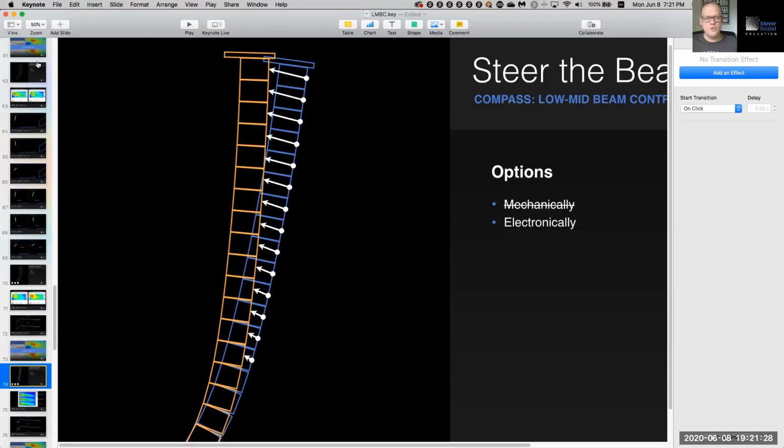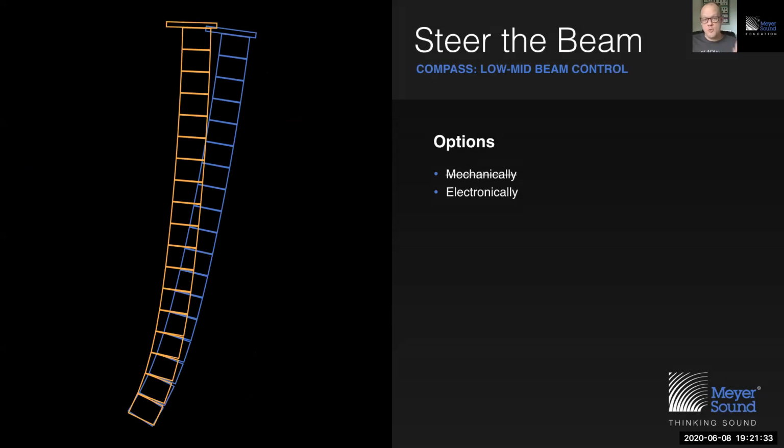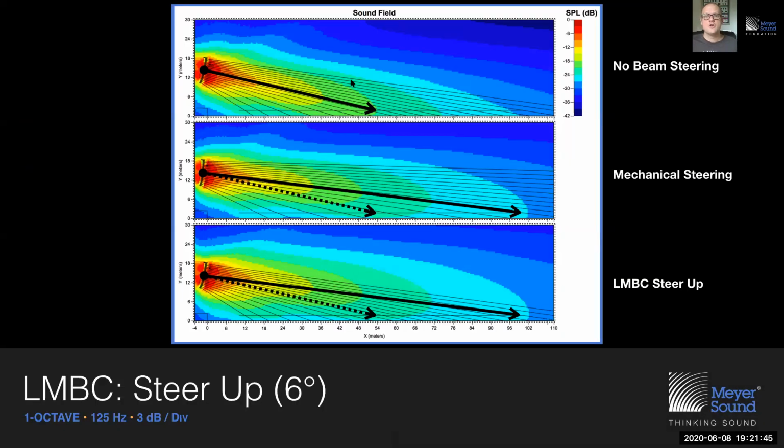And to make you appreciate this, let's do a comparison of before and after, because doing it electronically only for select frequencies, as we discussed in the keynote, allows us to achieve the same effect that you would have achieved with mechanical steering. So in the top, we see our original problem, 1 octave, 125 hertz. We see that without any steering, mechanically or electronically, this concentrated beam of energy is doing a nosedive in the middle of the field, overshooting the start of the coverage, never making it to the end of the coverage.